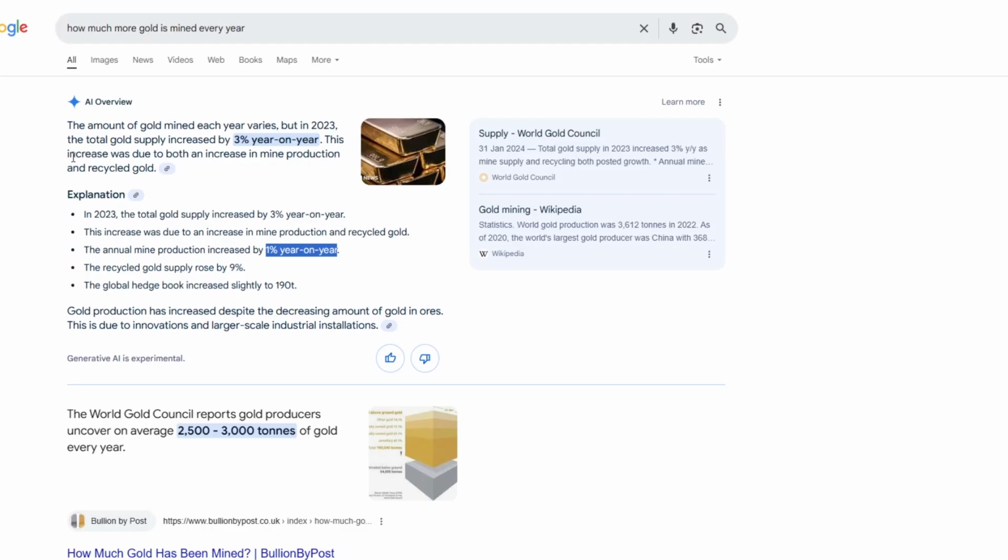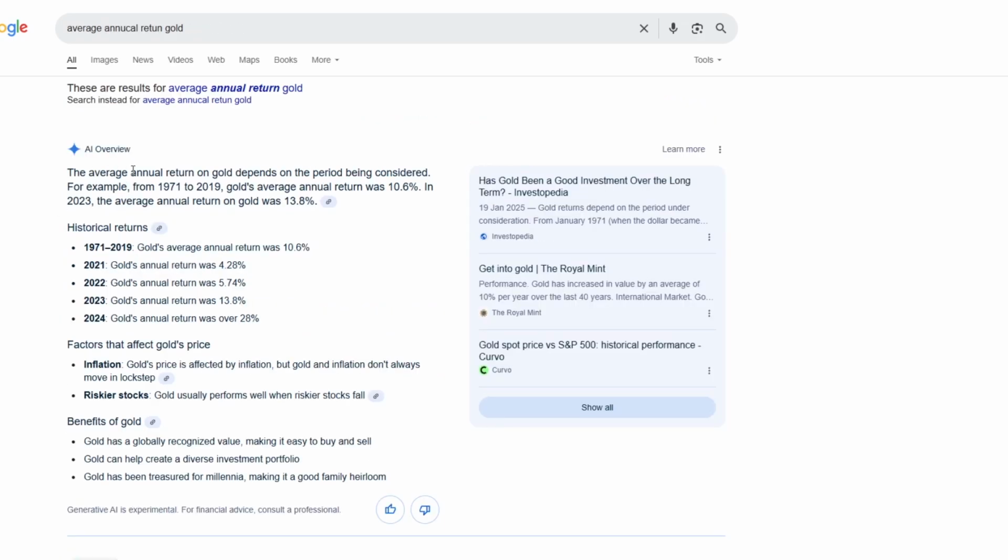So I want to note as well that gold also has an inflation rate. So let's just say that it does say 3% year on year, but if inflation rate is 4%, then the money that you put into gold is actually rising in purchasing power by around 1% every year. So you take that 4% and you minus 3, and that gives you that 1% that you're actually gaining on purchasing power every year. But you can see from here, average annual return on gold depends on the period being considered. For example, 1971 to 2019, the average annual return was around 10.6%. So that's actually way more than the average inflation rate as time goes on. So you can see how it hedges, but it also gives you an extra percentage on top.